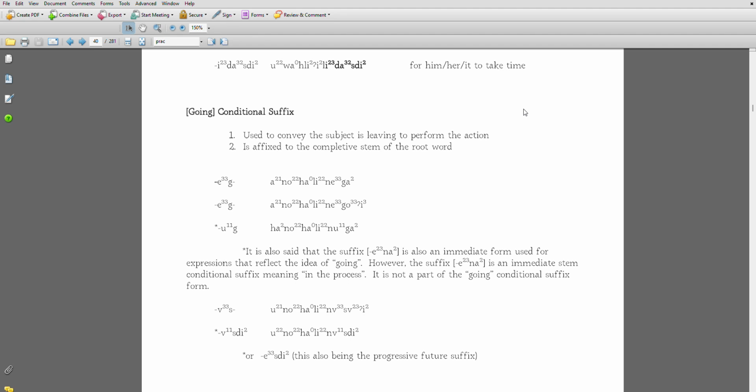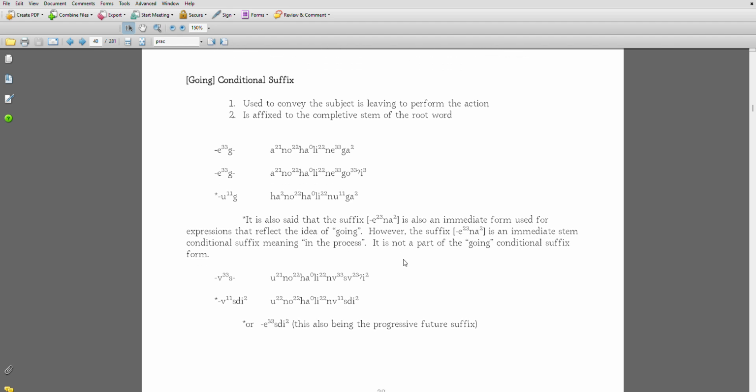Unohlinasai. Hunted or had went hunting. Unohlinasti. For him, her, it to go hunting. And esti, this also being the progressive future suffix.